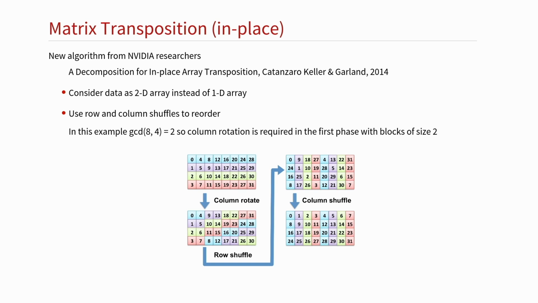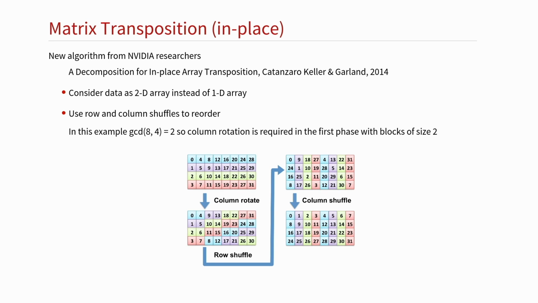So here's my example of a 4 by 8 matrix. The GCD of 8 and 4 is 2. So the first thing I'm going to do, because the GCD is not 1, is a pre-processing step. That's this column rotation. I'm going to move things around in columns in blocks of 2. So 24, 28 that was here is going to go down here. And 16 and 20 is going to go here. 8 and 12 is going to go here.